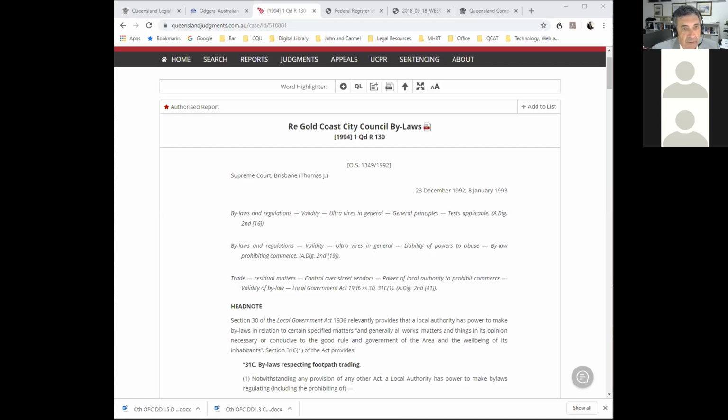So the bylaw purported to be made under power granted to it under the Local Government Act of 1928. And the Local Government Act gave the council the ability to make bylaws, and I quote, in its opinion necessary or conducive to the good rule and government of the area and the well-being of its inhabitants. So very broad. But the question is, did the bylaw extend beyond the ambit provided by the Local Government Act? And the court found that it did. Justice Thomas, in this decision, said the coverage of this bylaw is astonishingly wide.